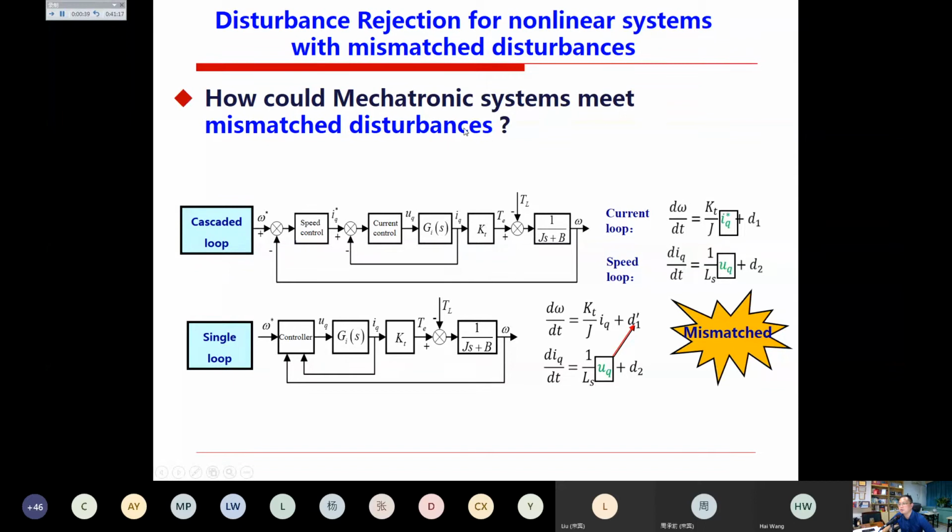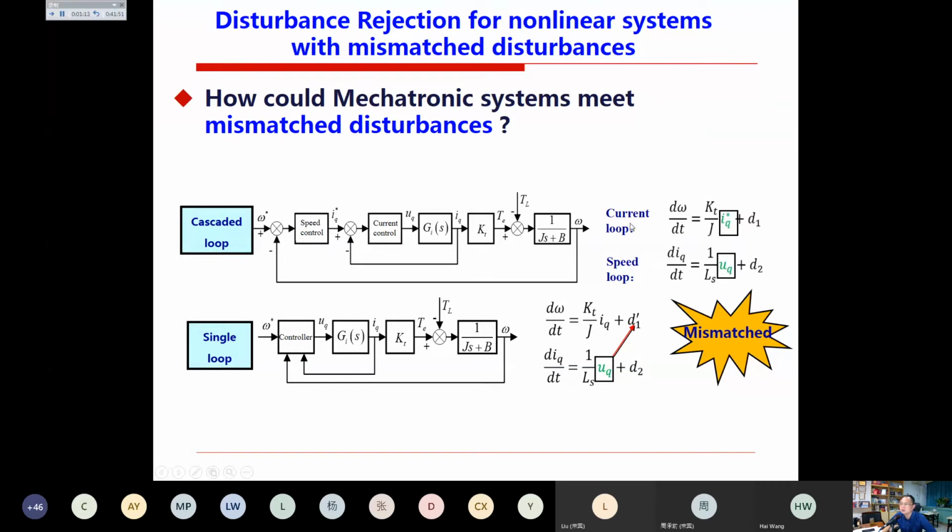Previously I just mentioned the matched disturbance. What is a matched disturbance? If you are a motion control person, you know usually we have a cascaded loop structure. We have a current loop inside. Outside is the speed loop. If it's a position control problem, we have a position control loop, then we have an additional one. Yes, in these systems it's a cascaded structure, right? Because you have an inside loop and an outside loop.